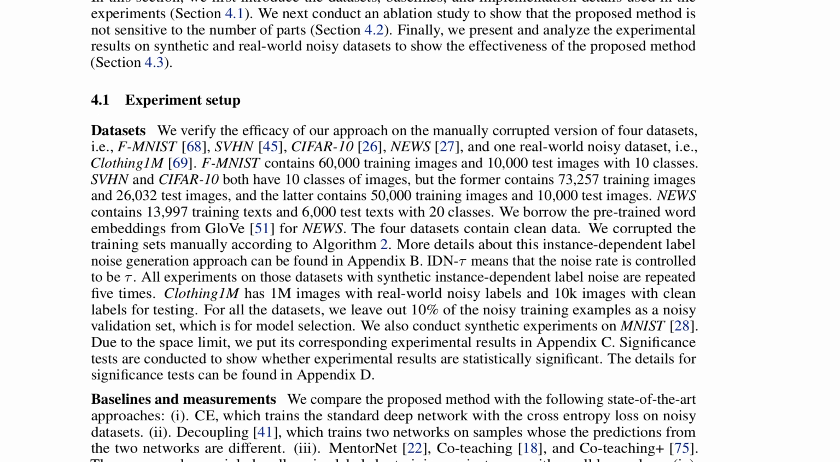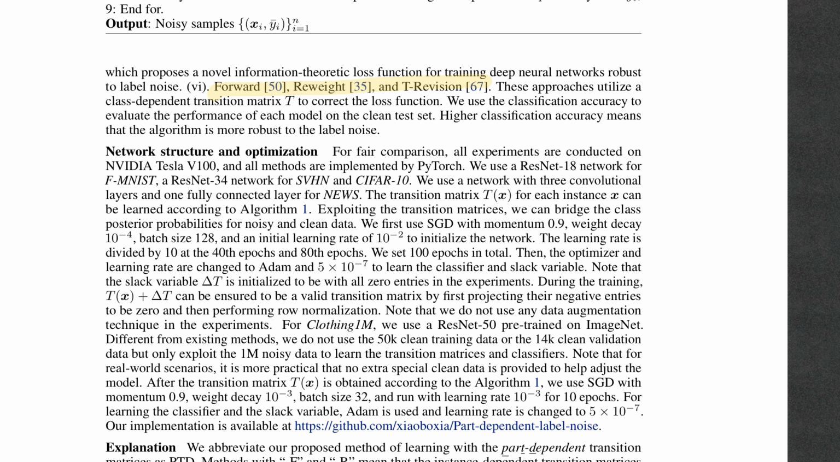Let's go over the experimental setup in this paper. They have FMNIST, they have SVHN, CIFAR10, news. They have the clothing 1M, which is a real-world noisy dataset. And they use the pre-trained word embeddings from GloVe for news. They compare with cross-entropy, with the case where you train two networks on samples whose prediction from one of them is different from the other. They have mentor-net, co-teaching, co-teaching plus, and some other approaches. They also have approaches related to class-dependent transition matrix for comparison.